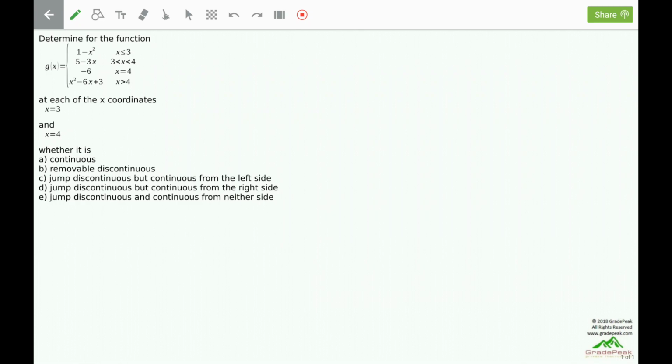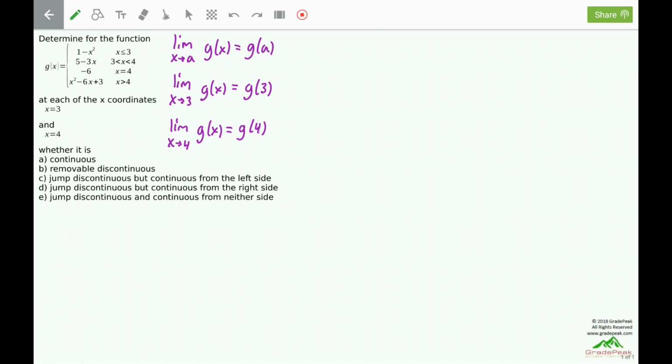Each of the parts involves the continuity of the function, so the first thing to do is write down the definition of what it means to be continuous. That's going to be the limit as x approaches a from both sides of g of x equals g of a. We're looking at specifically the x coordinates of 3 and 4 here, so we can write this definition down for each of those. Limit as x approaches 3 from both sides of g of x equals g of 3, and limit as x approaches 4 from both sides of g of x equals g of 4.